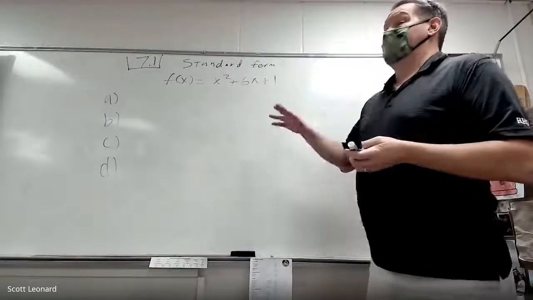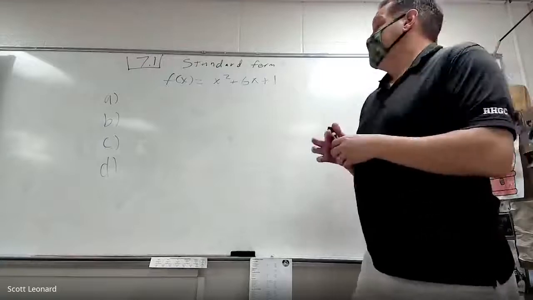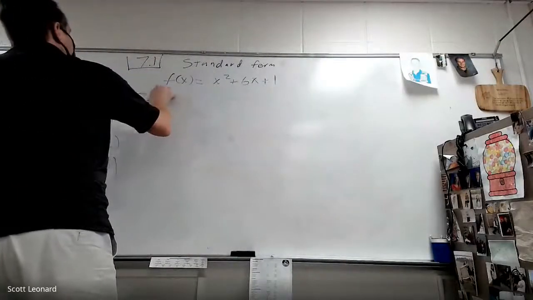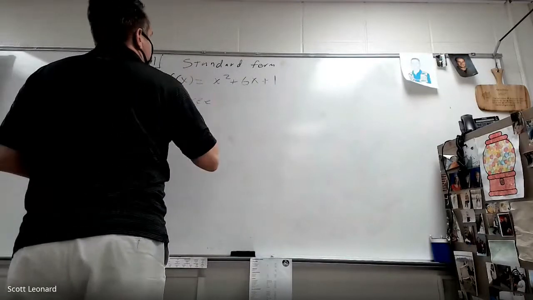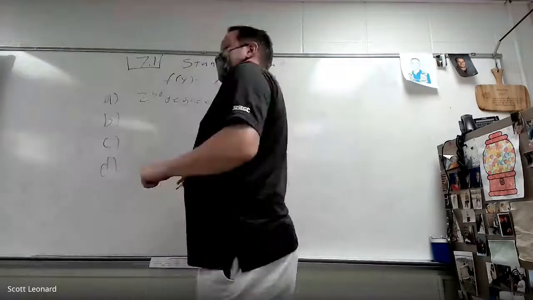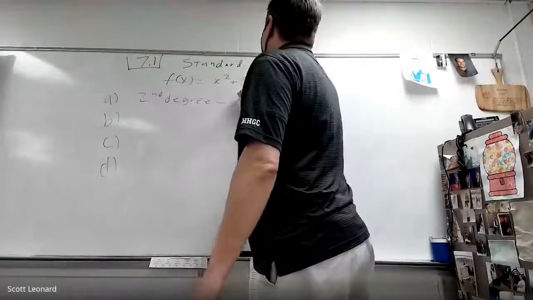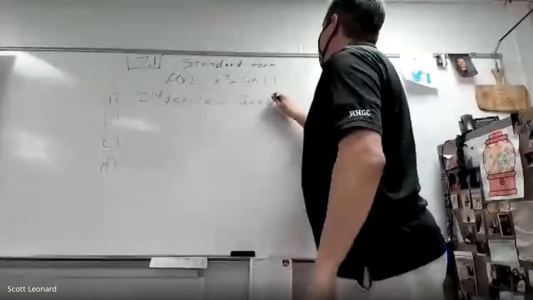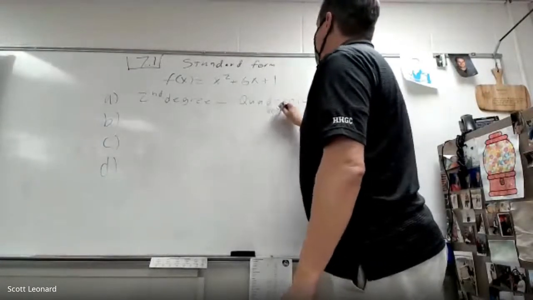All right, the degree is the largest exponent that this problem has. All right, what is the largest exponent that we're going to have in all these problems? Simon? 2. So we're going to call this a second-degree polynomial. Okay. Its name is a quadratic. The second degree one is 2. It's called a quadratic. That is its name.